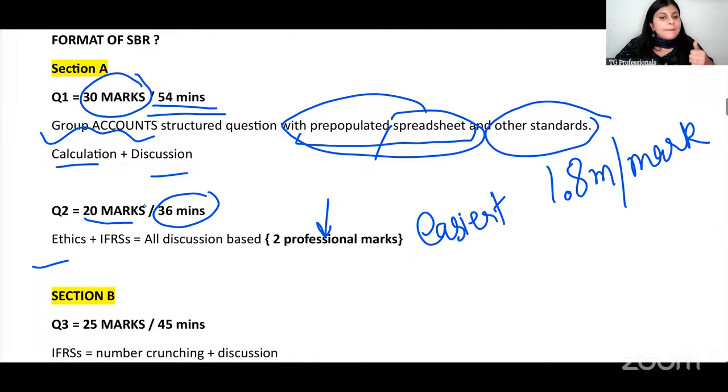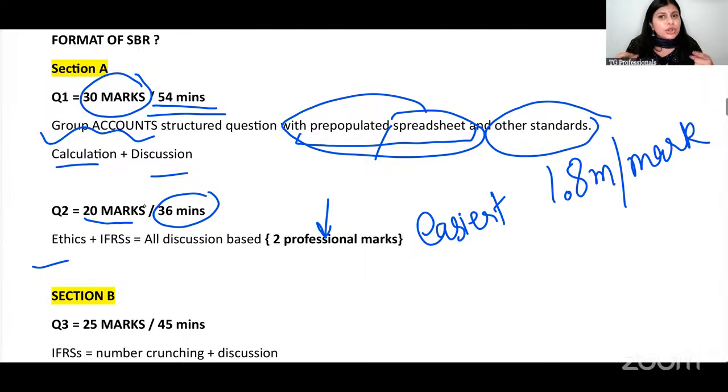So question number 2 is ethics plus IFRSs, all discussion based. So basically an accountant would be there. He will be misapplying a standard, like for example, IAS 16 on property, plant and equipment. He will be misapplying that standard. And we will point it out because we are doctors of IFRS. We know what IFRSs are. We know all the rules. So we will point out, dude, you're doing this incorrect.